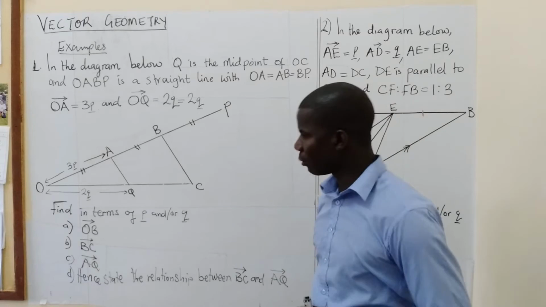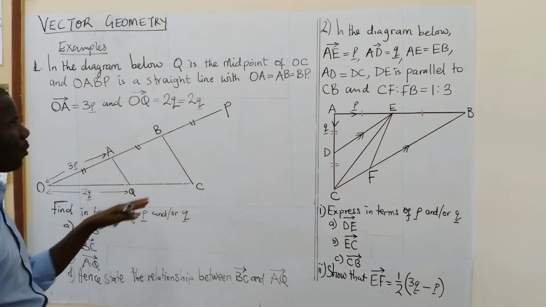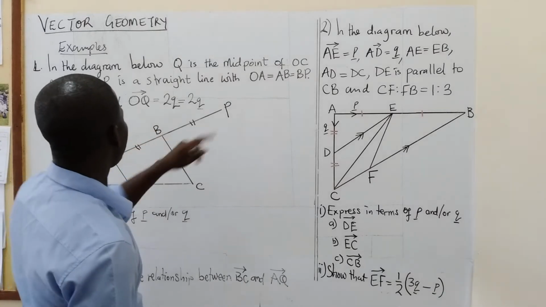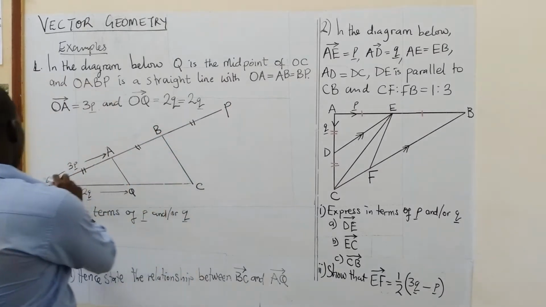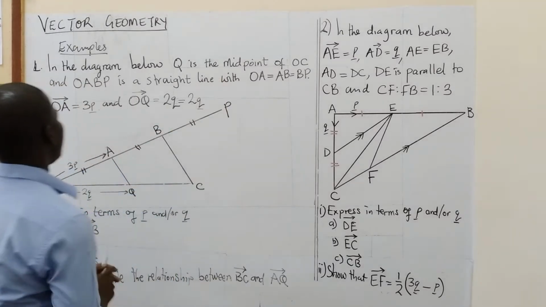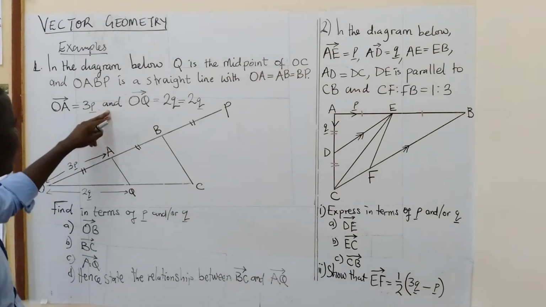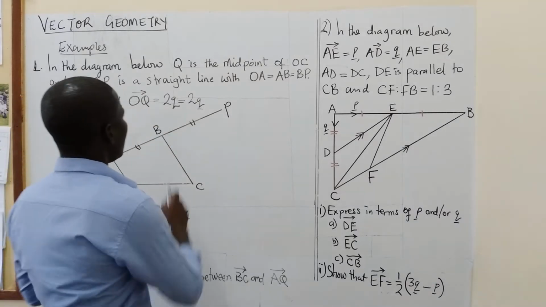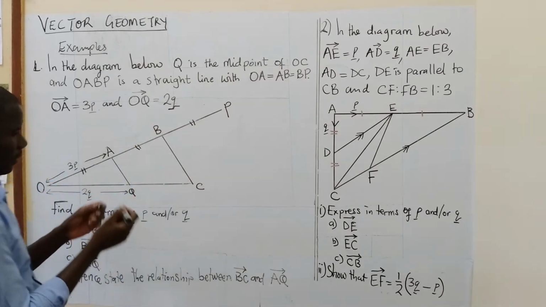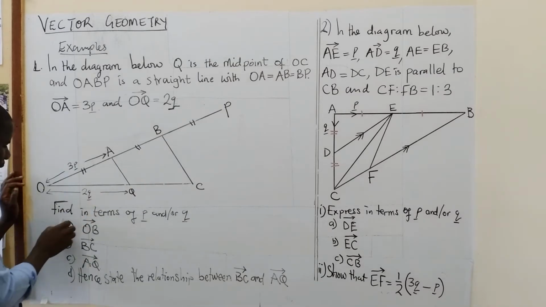So I'm going to take you through this lesson so we can read together the first one. In the diagram below, Q is a midpoint of OC, and OABP is a straight line with the distance OA equal to AB and also equal to BP. Then OA is equal to 3P and OQ is equal to 2Q here.